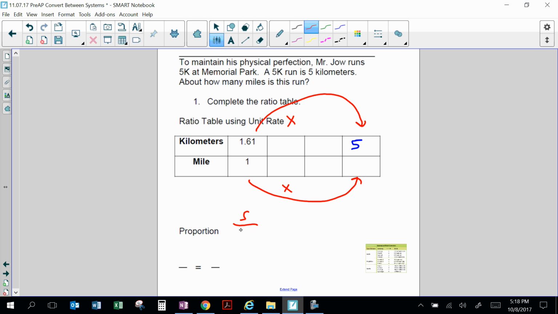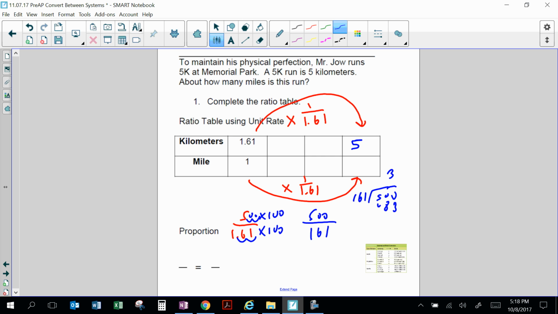I don't really know, so I'm going to multiply by the scale factor of 1.61. I don't really like working with decimals in a denominator, so I'm going to multiply by a power of 100. So that's 500 over 161. Shortcut, move the decimal 2 over, move this decimal 2 over. So what is 500 divided by 161? It goes in about 3 times, which is 483. Subtract that, you get 17. Annex the decimal 0, it goes about 1 time. So if you run 5 kilometers, you're really pretty much running about 3.1 miles.